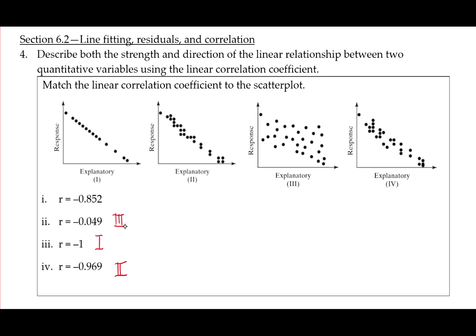And then finally, the fourth scatter plot has a downward trend, but it has a little bit more scatter in the points, and so that value will be not as close to negative 1, so an R of perhaps negative 0.852.